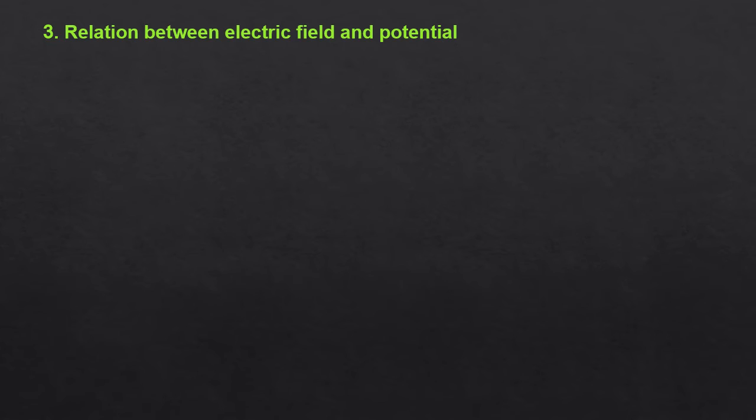So here we have two quantities, electric field and potential. Now let's find out the relationship between electric field and potential. We know in order to move a charge from point A to B in an electric field, the external agent has to do some work. This work is against the electrostatic force of repulsion.